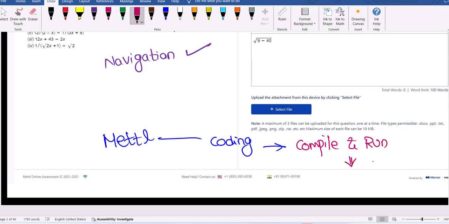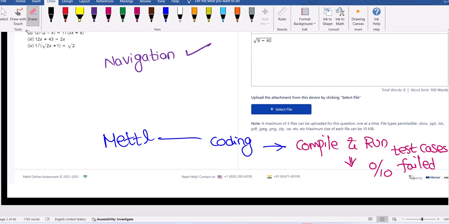See, listen, it will show 0 out of 10 failed. Guys, when you run, if the program is all correct, 0 out of 10 test cases failed means all cases are cleared. Instead of saying 10 out of 10 cleared, it will show 0 out of 10 cases failed. That is how that platform will display. You'll get a green color tick mark also when you run.